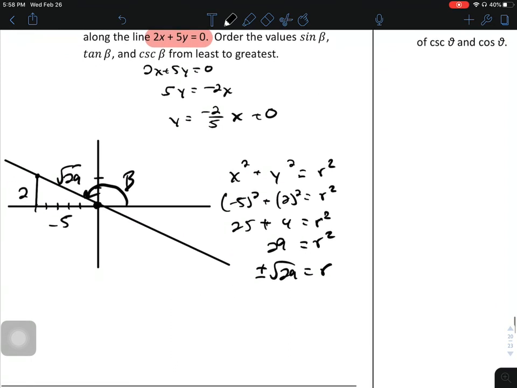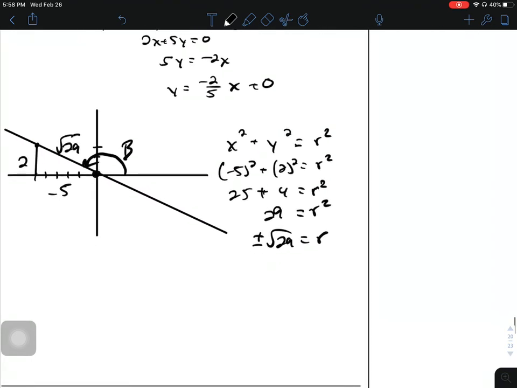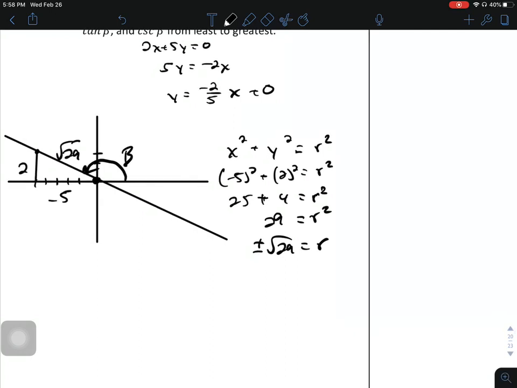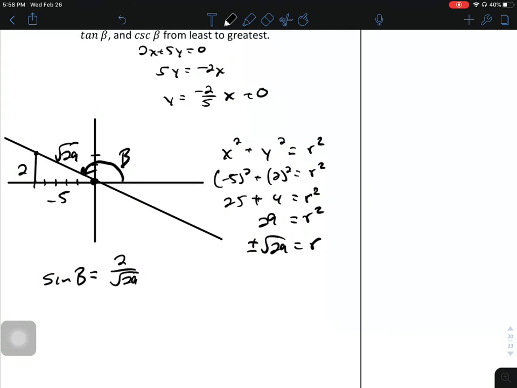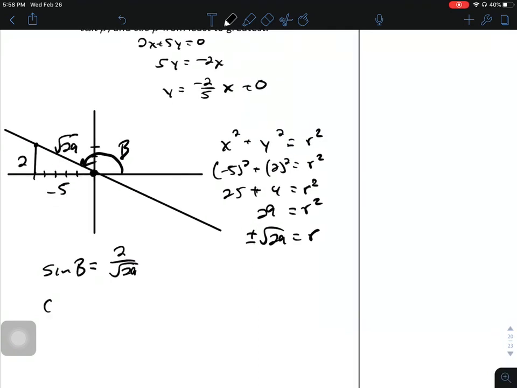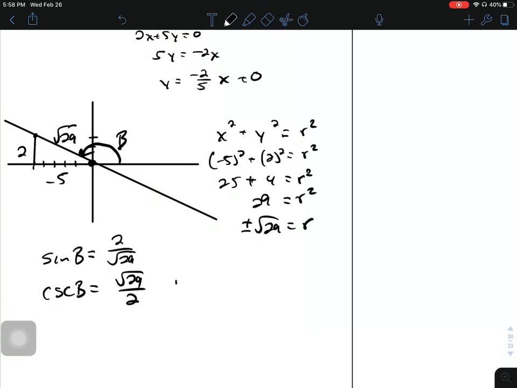Order the values of sine of beta, tangent of beta, and cosecant of beta from least to greatest. Well, sine of beta is going to be 2 over the square root of 29. Cosecant of beta is the reciprocal of that. Now, without a calculator, the square root of 29 is 5 point something. So I have 2 divided by 5 point something, or 5 divided by 2 point something. So this one is bigger than this one currently.